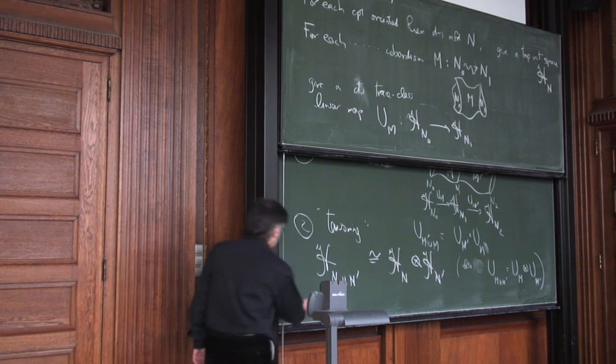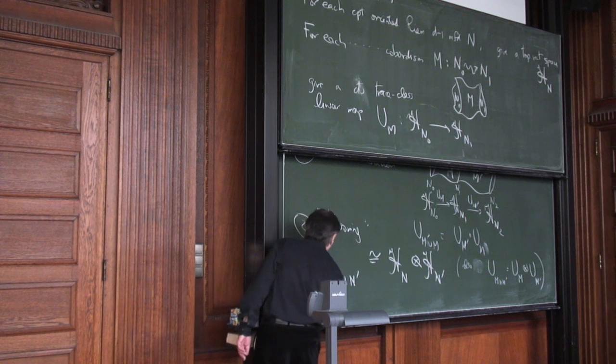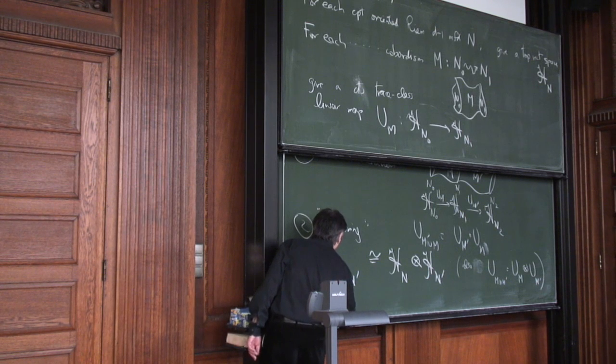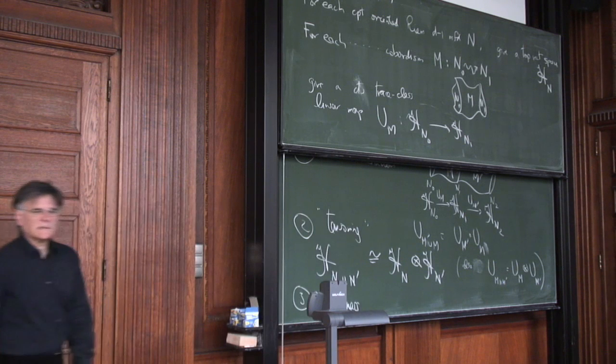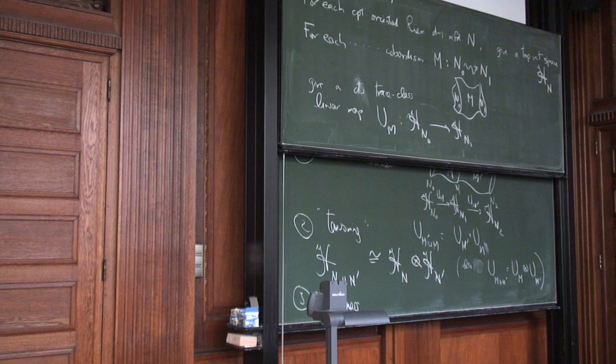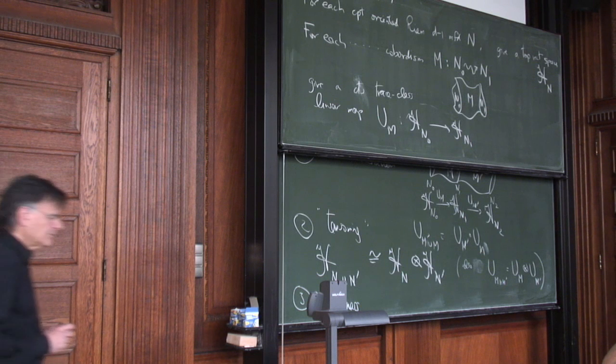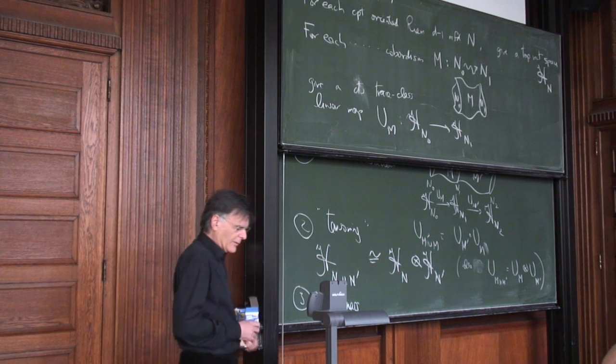And thirdly, smoothness. That's just meant to say that if you have a smooth family of manifolds parameterized by some smooth parameter space, then all of this data varies smoothly. So the vector spaces would form vector bundles over the parameter space and so on. I won't say any more about that at the moment.